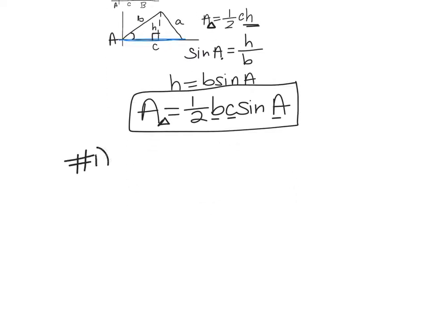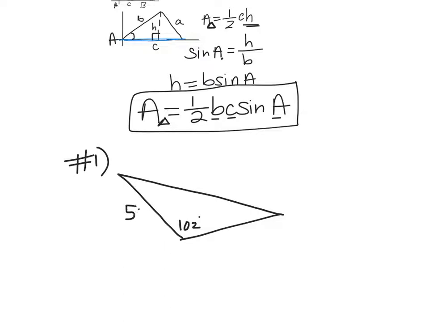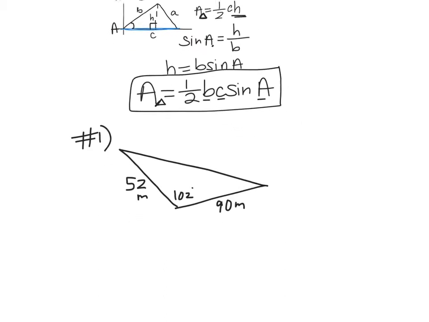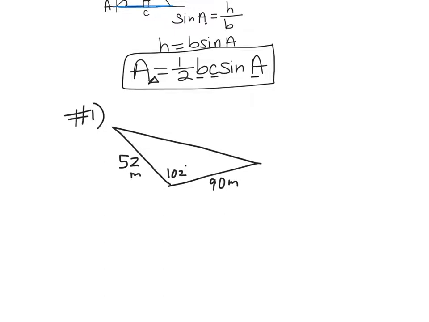Number 1. We'll do an easy one, then we'll do a harder one. So let's suppose that we have a triangle. Here's our triangle. And this angle right here is 102 degrees. And this is 52 meters. And this is 90 meters. And we want to find the area of this triangle. Okay, this one's nice. It's all set up for you.